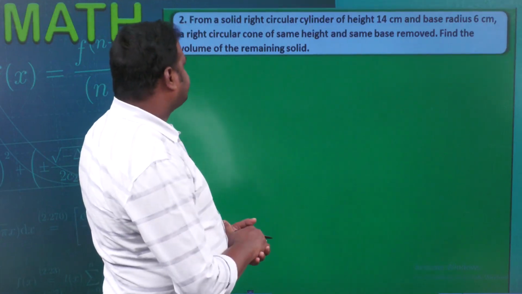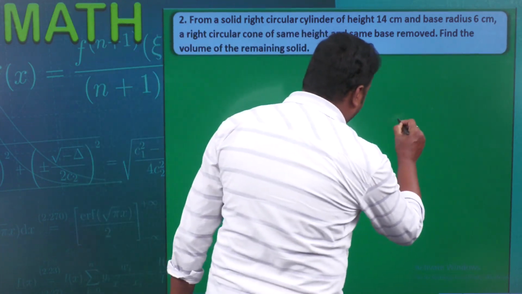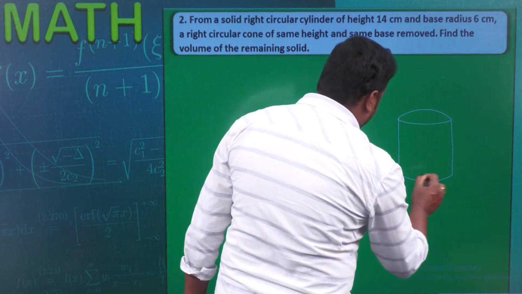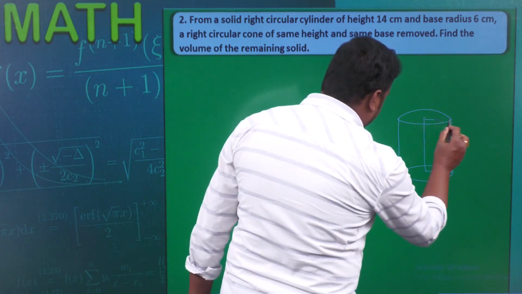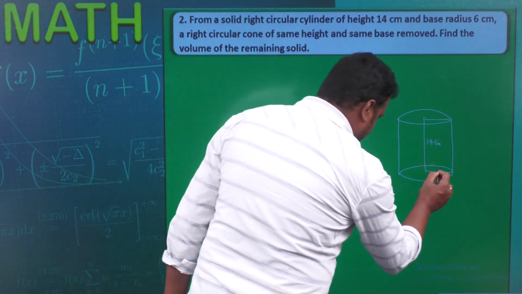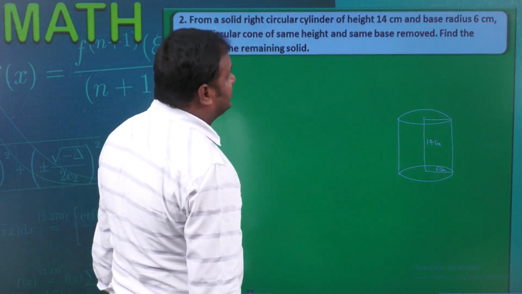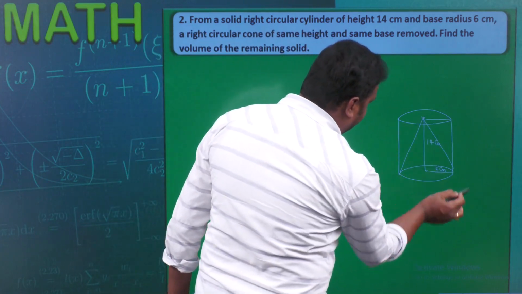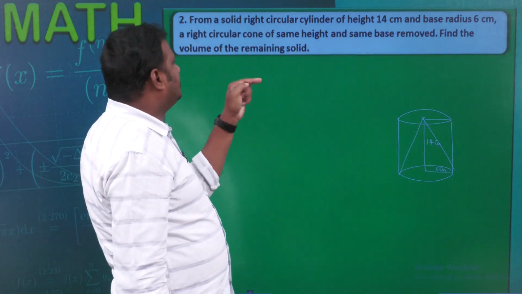Coming to the next problem. From a solid right circular cylinder of height 14 centimeters, I am going to draw one right circular cylinder. This is one right circular cylinder of height 14 centimeters. So this is the height of the right circular cylinder, which is 14 centimeters. And base radius 6 centimeters. So this is 6 centimeters. A right circular cone of same height and same base is removed. So this is what is removed.